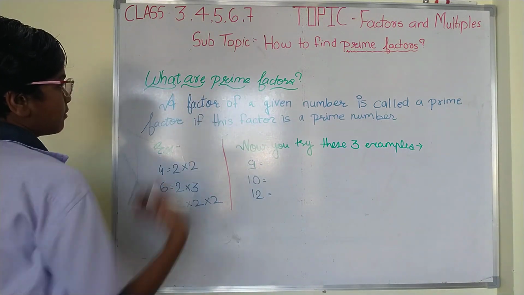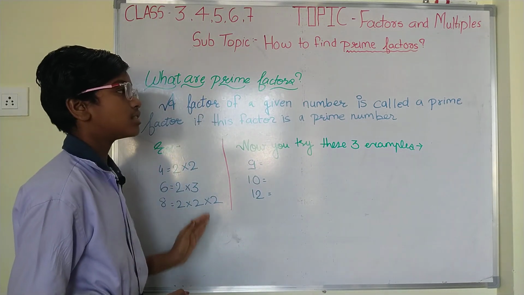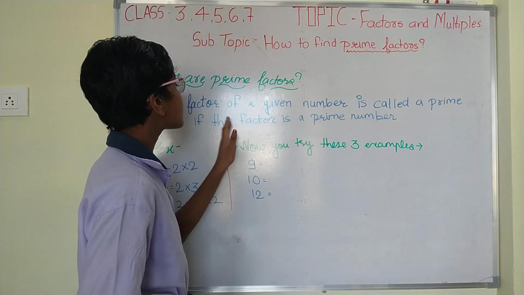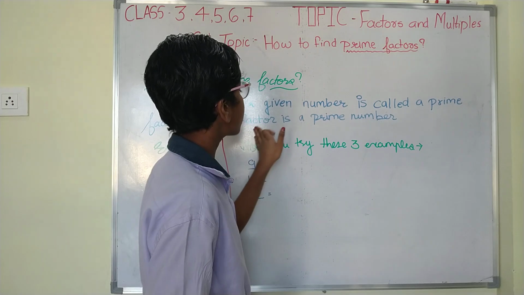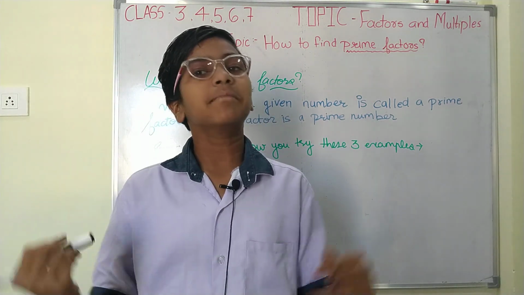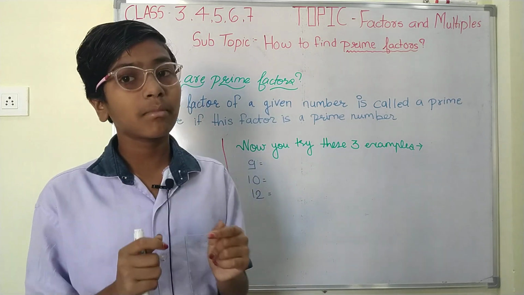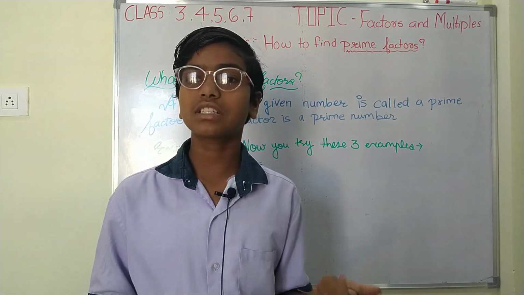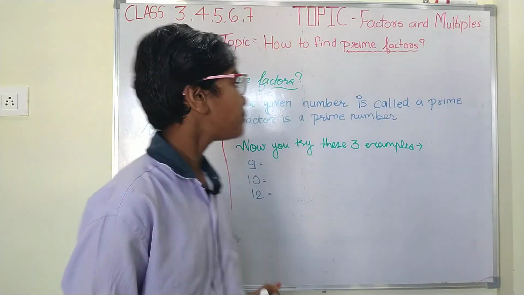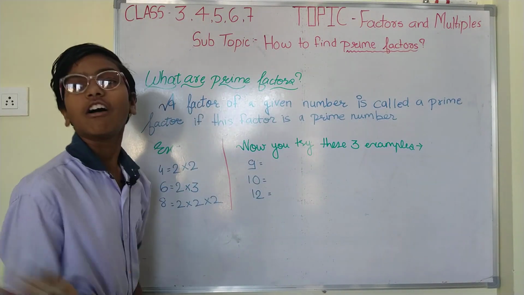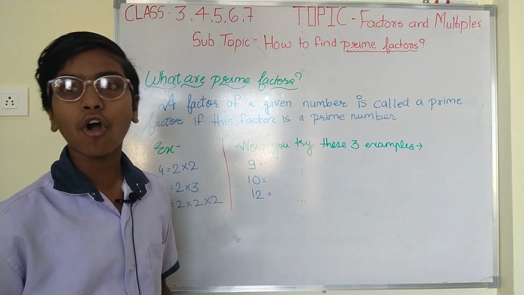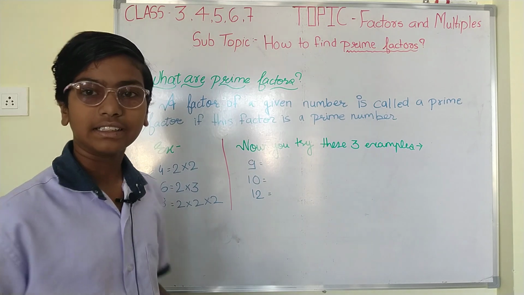So what is a prime factor? A factor of a given number is called a prime factor if this factor is a prime number. What does it mean? It means when there is a number and we are finding the factors, and that factor is a prime number, then it is called a prime factor of that number. It is mostly written in multiplication form by using the into sign.